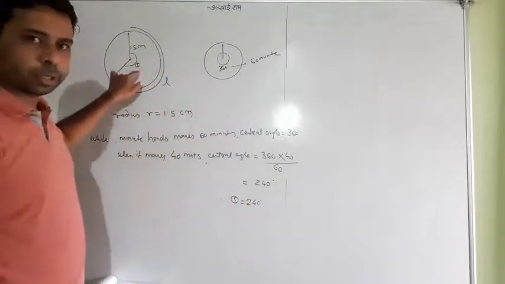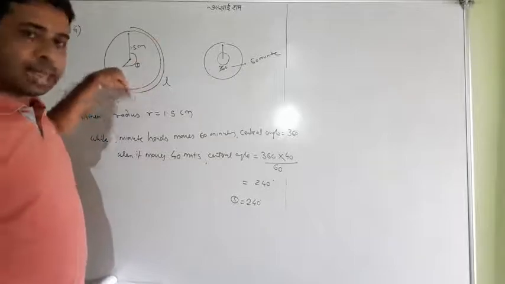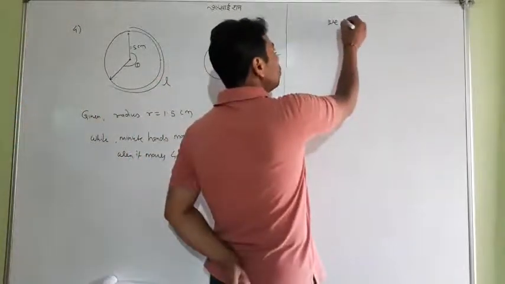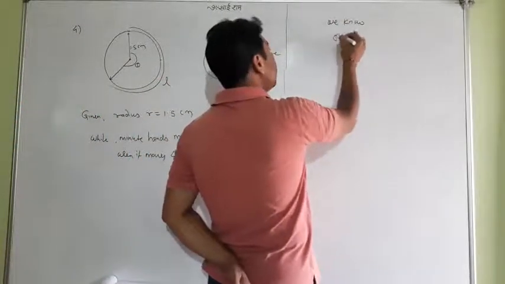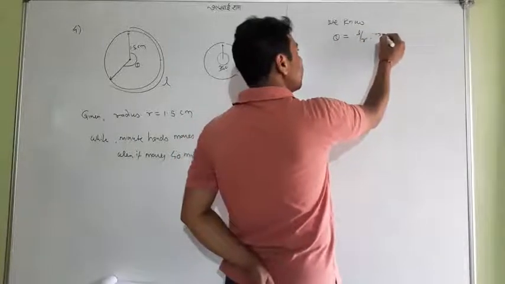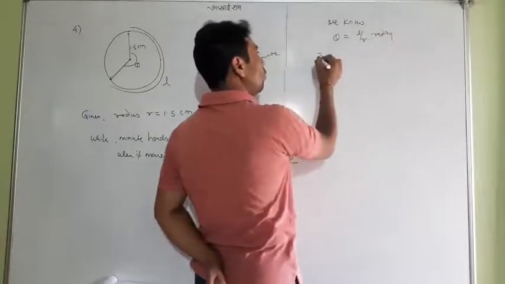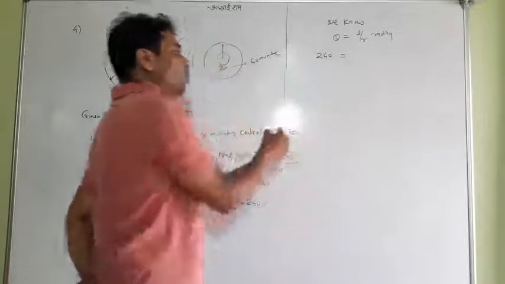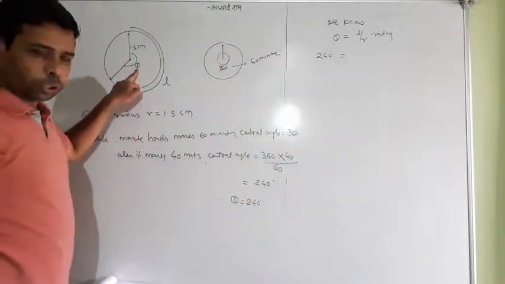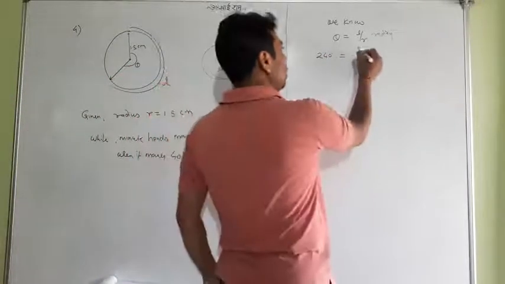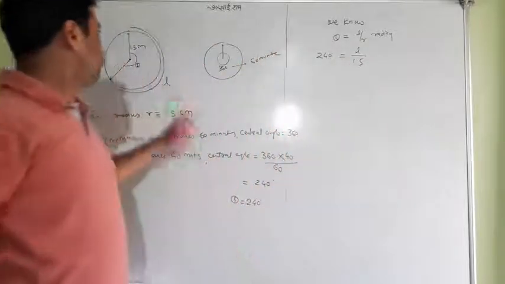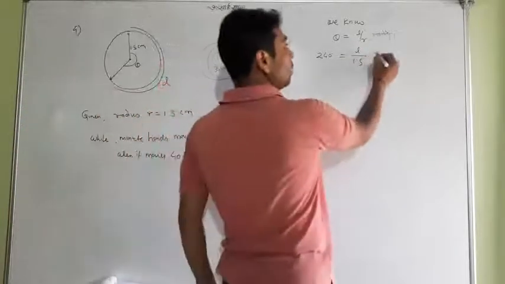This is 240 degrees. Now we want to find L. So I'll use the same concept. We know that theta in degrees is equal to L upon R in radians. Theta is 240 degrees, L is L, and R is 1.5.